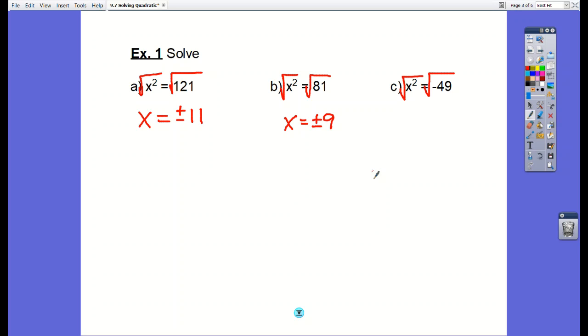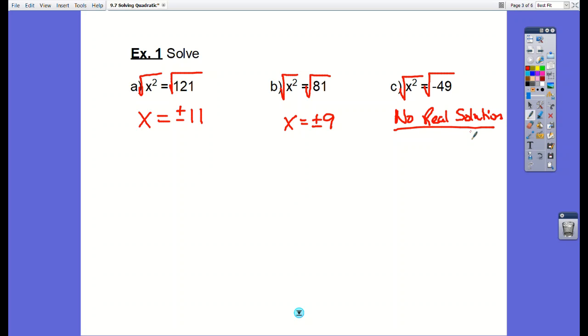Okay, so if you add 49 to each side, you get a sum of two squares. Is the sum of two squares factorable? No. It is not factorable, so you can't solve by factoring. What number times itself is negative 49? Nothing. There is no one number multiplied by itself that gives you a negative, right? So this would be no real solution. We don't get into complex numbers this year, so we're just going to stick with no real solution.